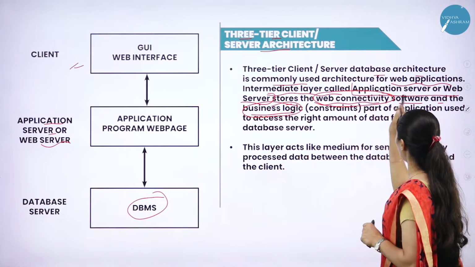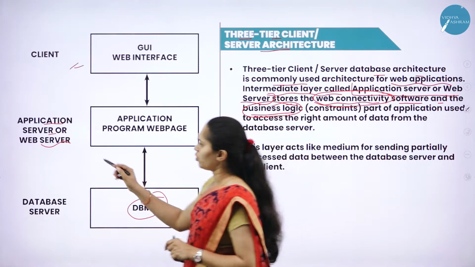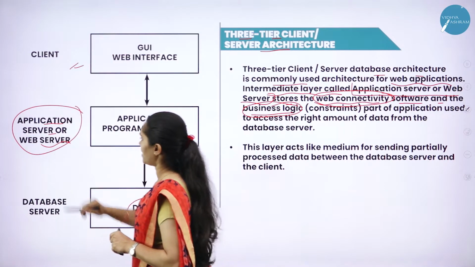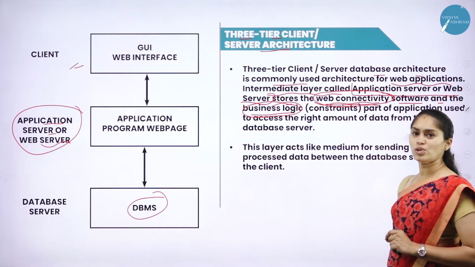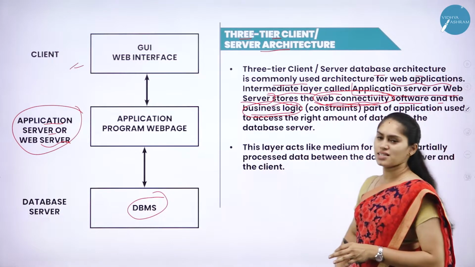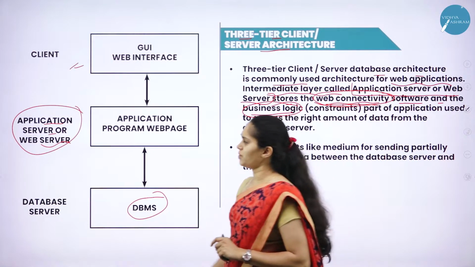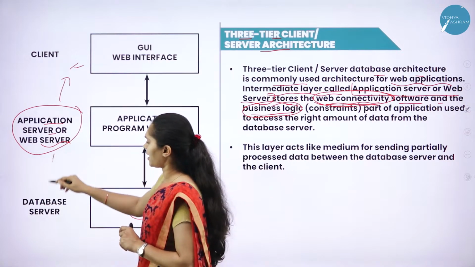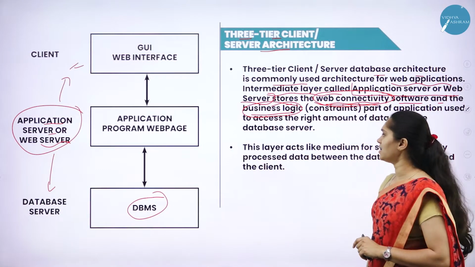That is in the application server or a web server. So this is going to hold the business logic as well as all the data which is related to web connectivity. When it has the business logic and the connectivity data, at that time it knows what needs to be sent to the client from the database. So there will be more abstraction in the 3-layer architecture.